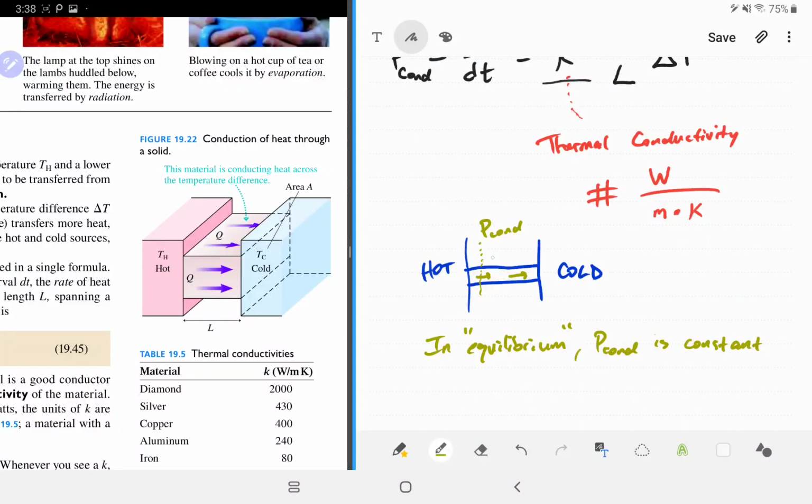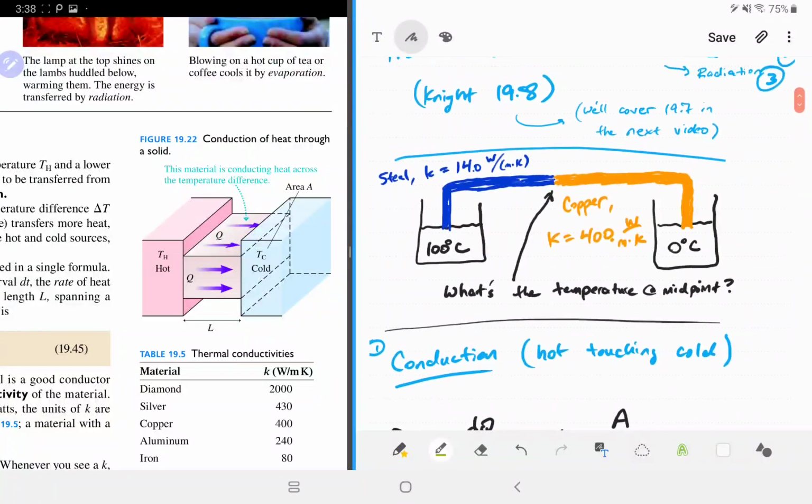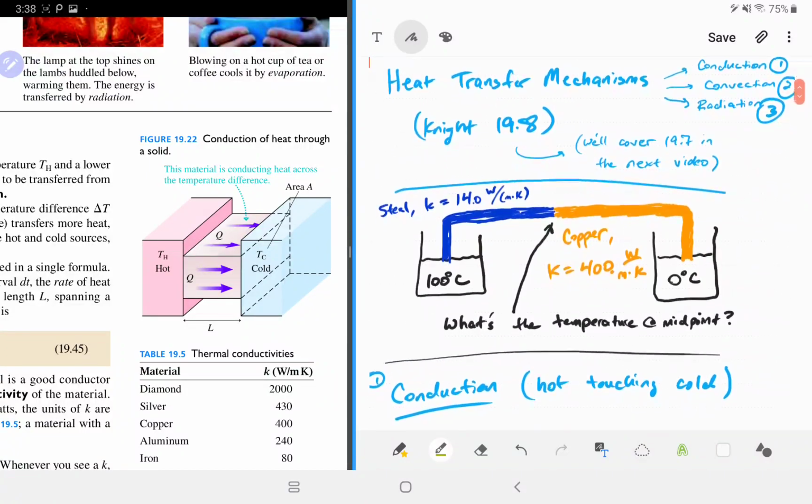If that weren't the case, then the temperatures would be changing. They'd be fluctuating here. So what happens is that a steady state flow is set up, so that from hot to cold, it will be a gradual decrease in temperature from hot to cold. Now, the reason I mention this is it's relevant for this picture right here.